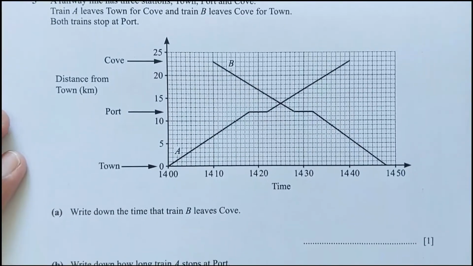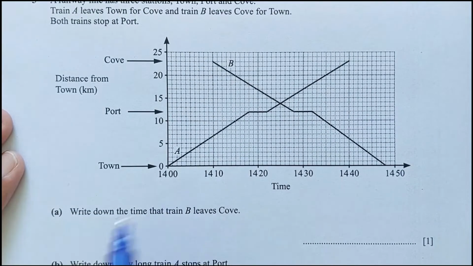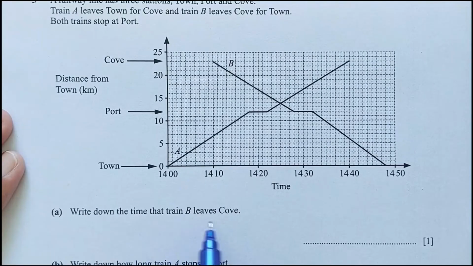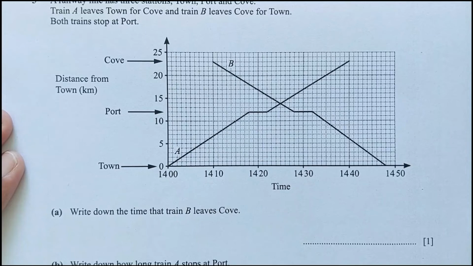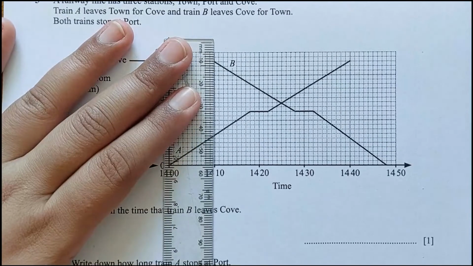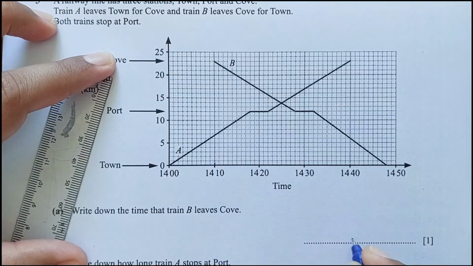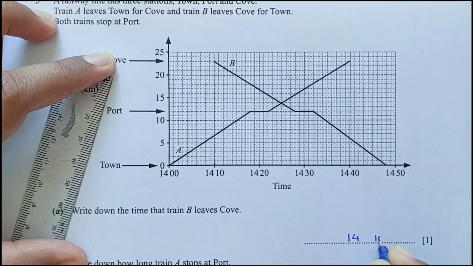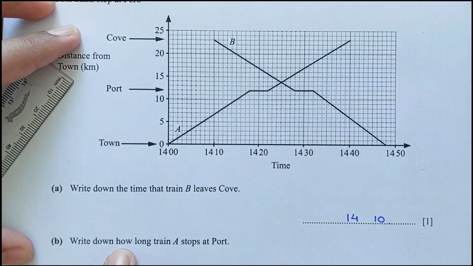Now for part A, write down the time that train B leaves cove. Train B leaves the cove at what time? Let me check at what time it leaves. At 14:10 it leaves. Now for part B, write down how long train A stops at the port.